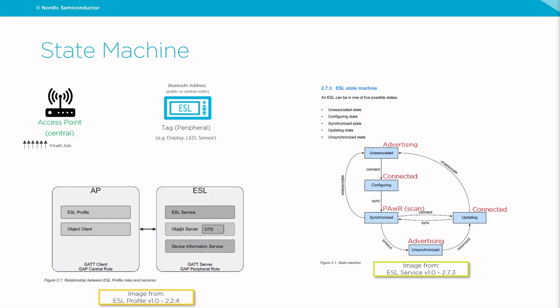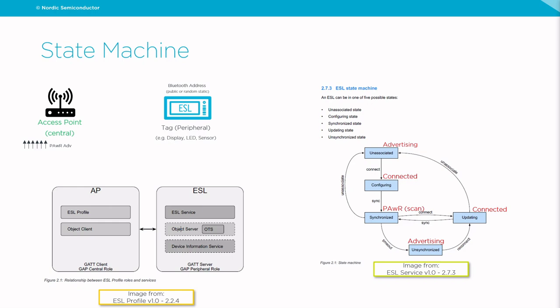The Bluetooth ESL defines the role of access point, the central device which is running the PAwR advertiser, and defines the role of the ESL, the peripheral, which we will also name as tag in this presentation. The ESL can have a display, LED, and sensors, or a different combination of these. The ESL tag comes with a Bluetooth address and needs to support at least the ESL service. But in some cases, it shall also support other services, such as the object transfer service, for example, if the tag has a display and needs to receive the images from the access point, or the device information service.